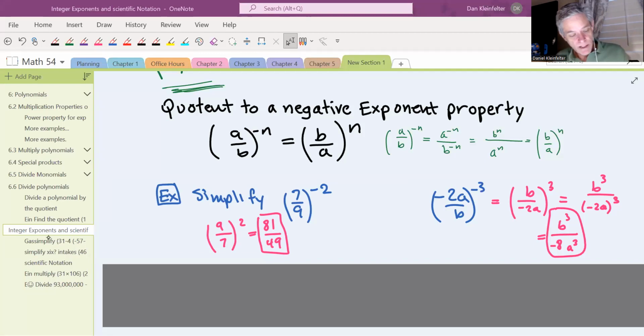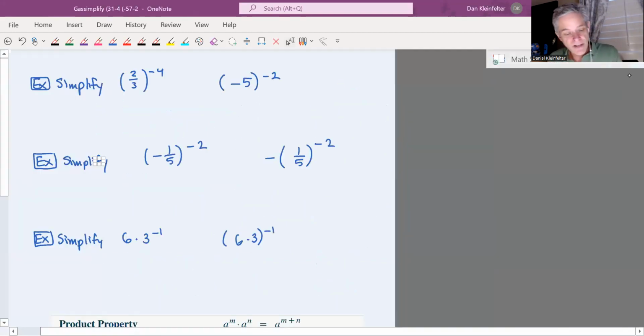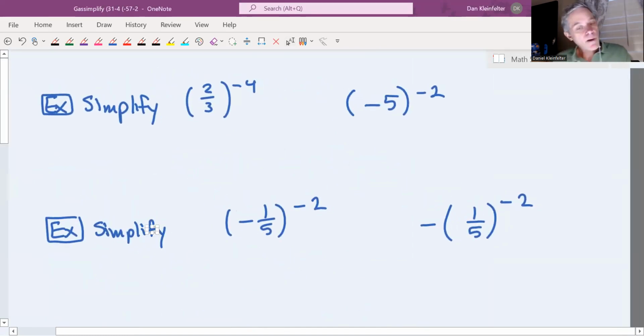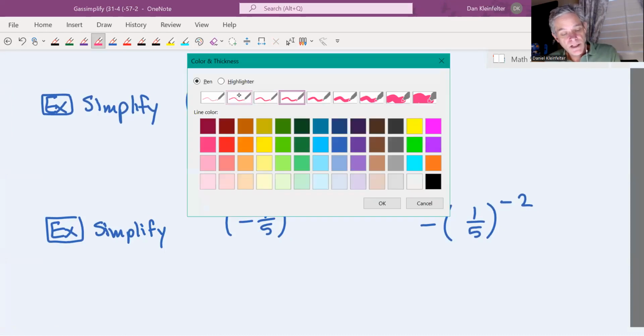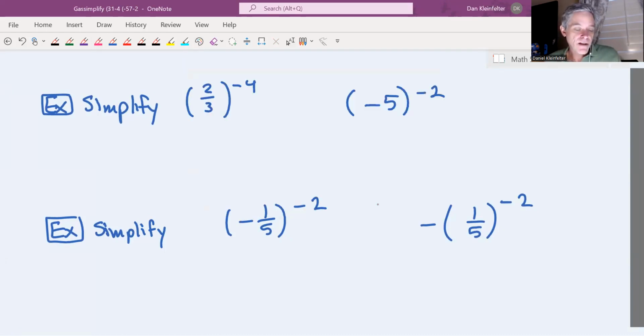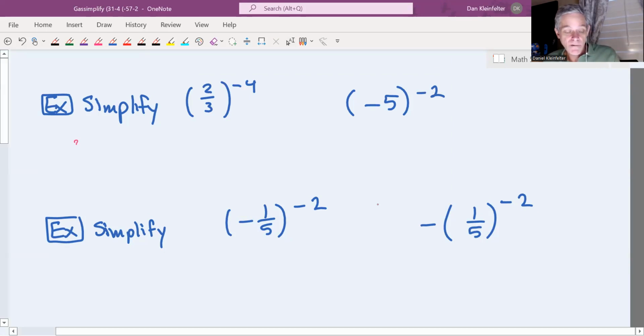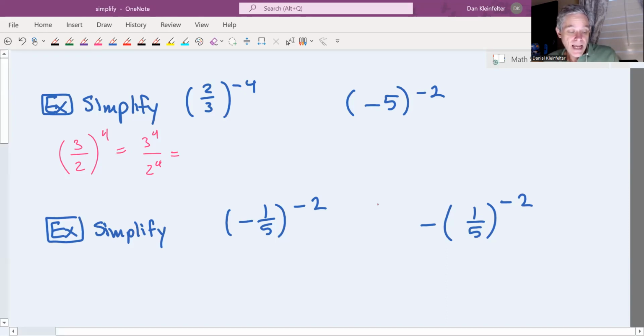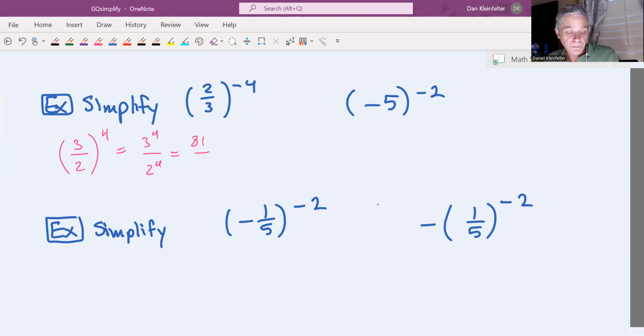Okay, so now we're going to do another few examples where we're simplifying expressions involving negative exponents. We'll try these first four. You may want to pause the video and try this yourself and then restart the video and see how you did. We have 2/3 raised to the negative 4 power. We will make that 3 over 2 raised to the positive 4 power. That's the same as 3 to the 4th power over 2 to the 4th power, and that is 81 over 16.